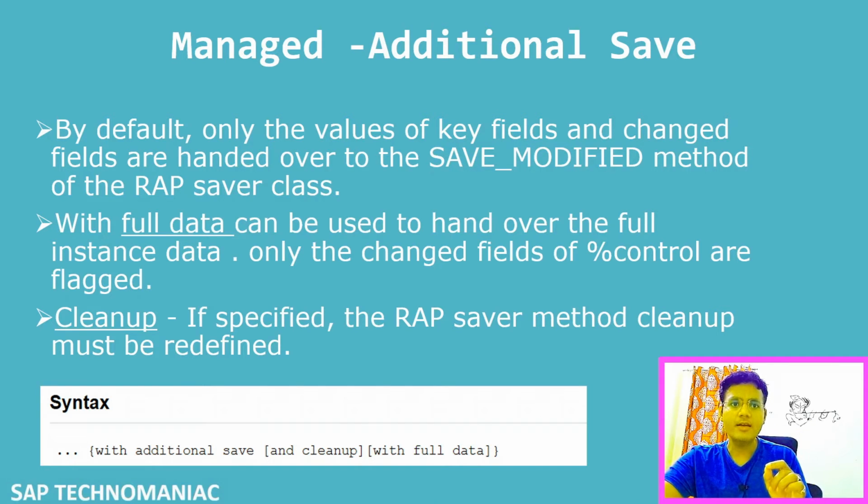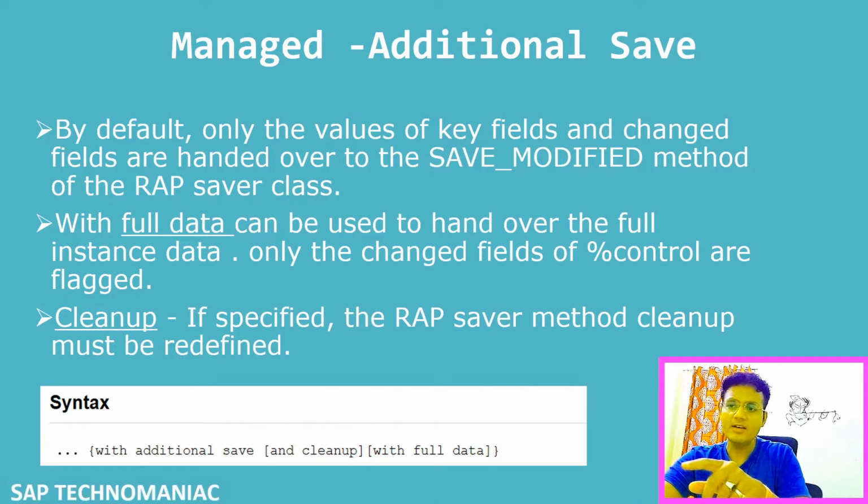One more thing: the data will be available in the percentage data, but the control structure will be available only for the changed fields. The control structure will be updated only for the changed fields. Whichever fields got changed will be flagged. So even if the entire data is available, we will get to know which fields got changed. This is the use of full data.